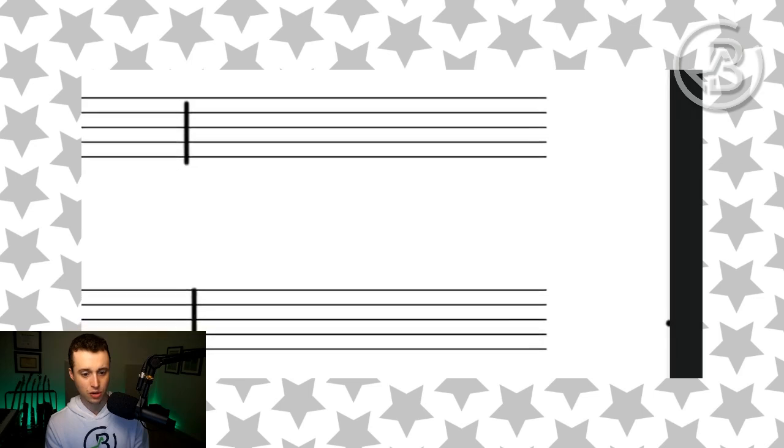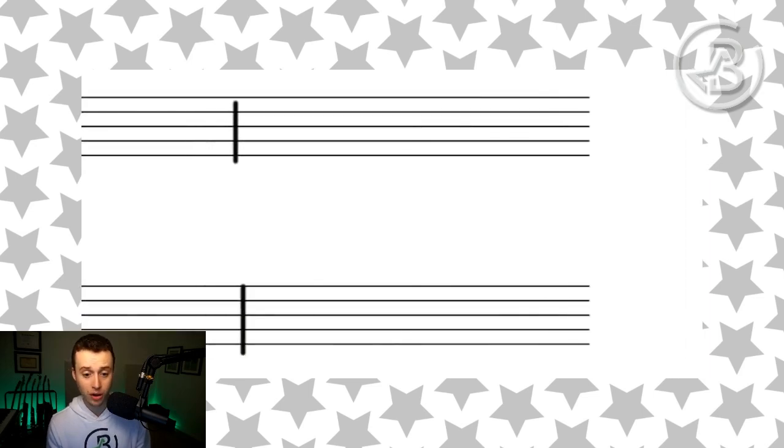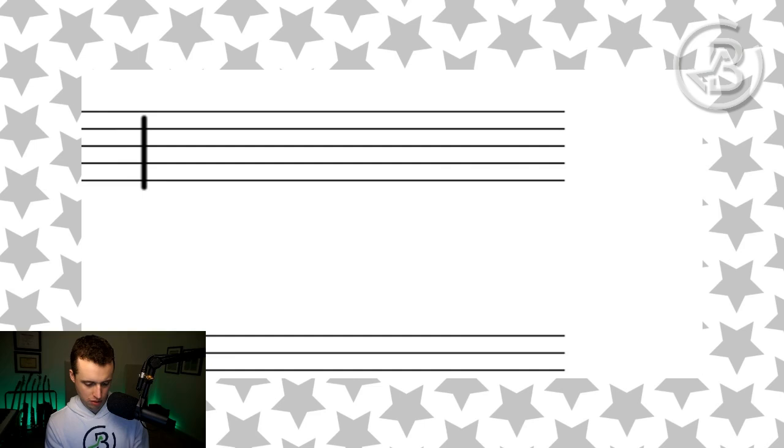And I'm zooming in so you can see. Obviously, if you're working on paper, you don't zoom in. Well, maybe you bring your head closer to the paper and that's how you zoom in. But anyway, we close off the first line with a regular bar line, and the second line of staff is where we write our final bar line.